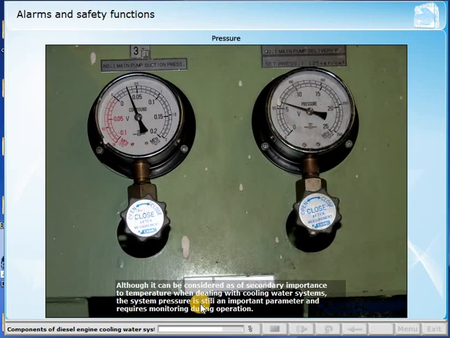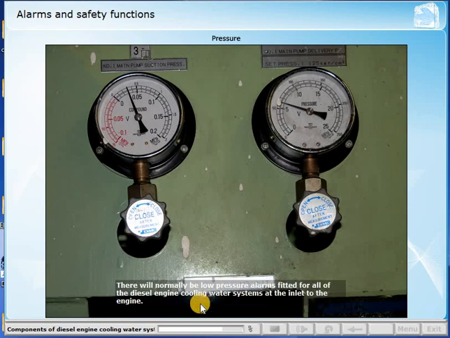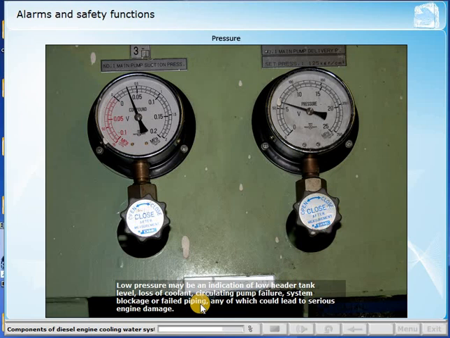Although it can be considered as of secondary importance to temperature when dealing with cooling water systems, the system pressure is still an important parameter and requires monitoring during operation. There will normally be low-pressure alarms fitted for all of the diesel engine cooling water systems at the inlet to the engine. Low pressure may be an indication of low header tank level, loss of coolant, circulating pump failure, system blockage or failed piping, any of which could lead to serious engine damage.